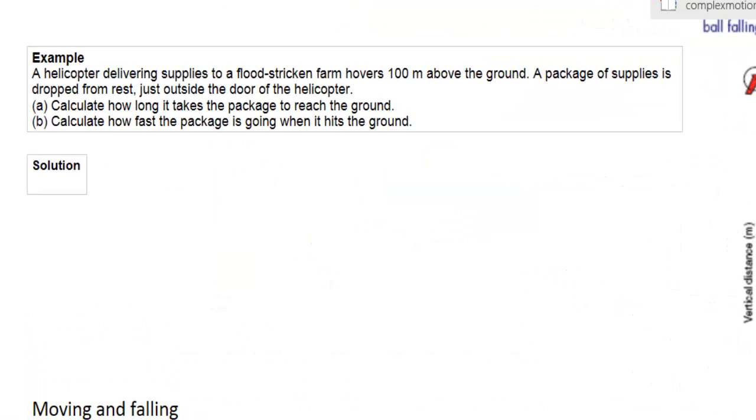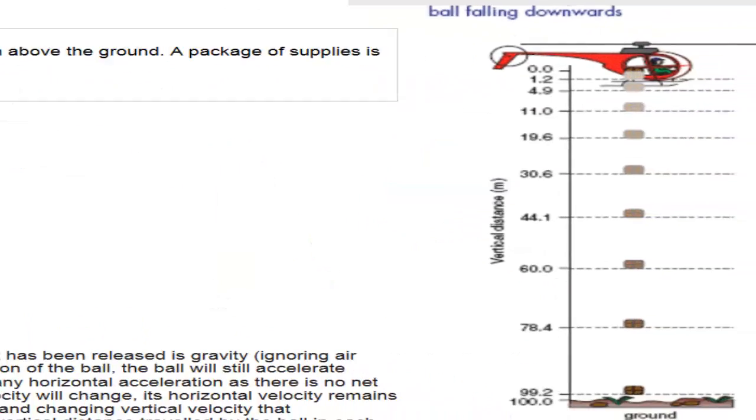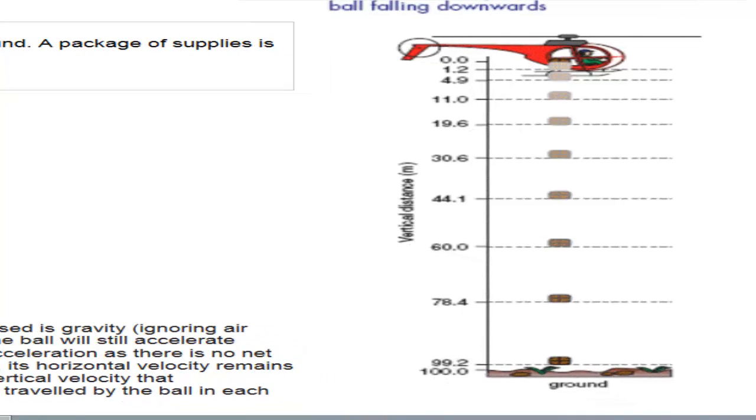This example is a helicopter that's delivering supplies to a farm. It's 100 meters above the ground, and it has to drop a package of supplies to fall to the ground. And you might be asked how long it takes for the package to reach the ground and how fast it's going when it hits the ground. These are things that you can do from the physics that you already know.